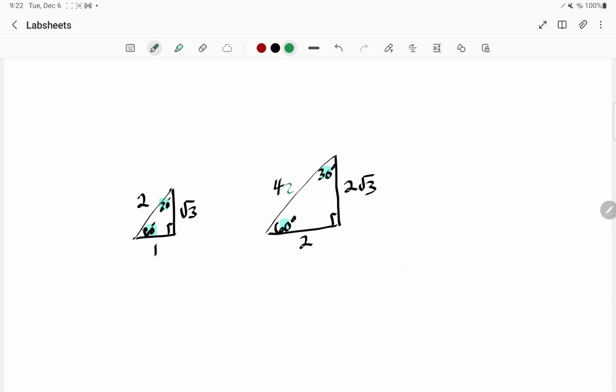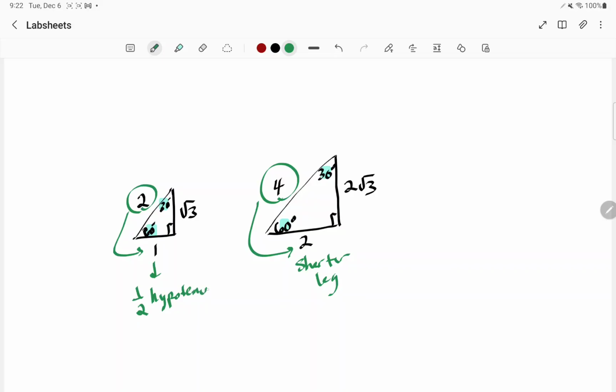So look at the relationships. Look at the relationship between the hypotenuse and the shorter leg. So this is your shorter leg. You notice every time the shorter leg is half the hypotenuse, right? So this leg right here, which is the shorter leg, is always 1/2 whatever the hypotenuse is. So the shorter leg is always 1/2 the hypotenuse.